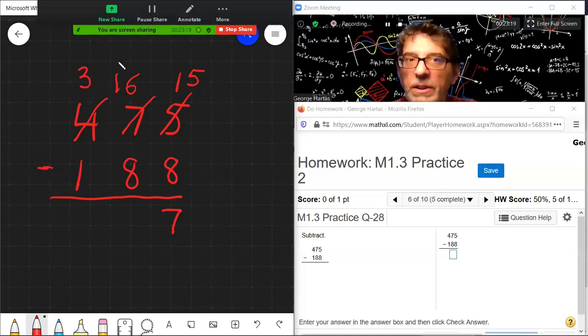So now we have 16 minus 8. We can subtract that. So the answer to that is 8. And then over here we have 3 minus 1, which is 2. So 287 is our answer.